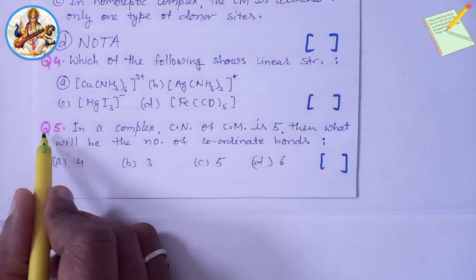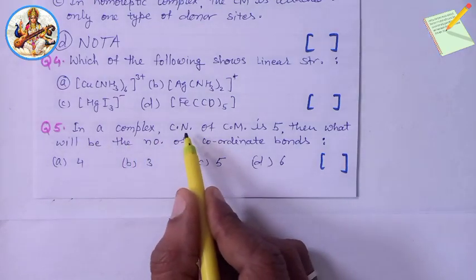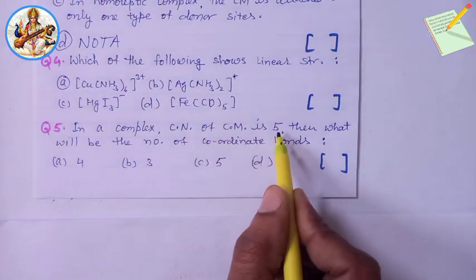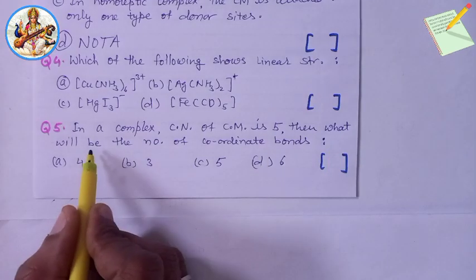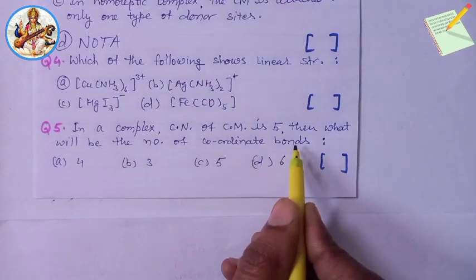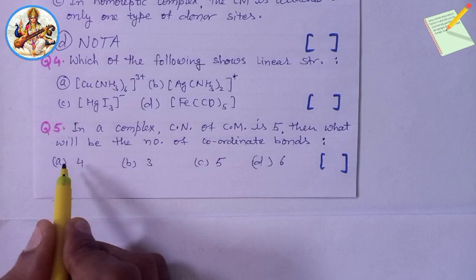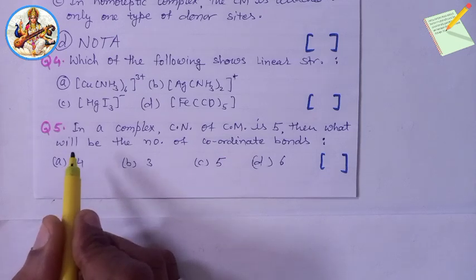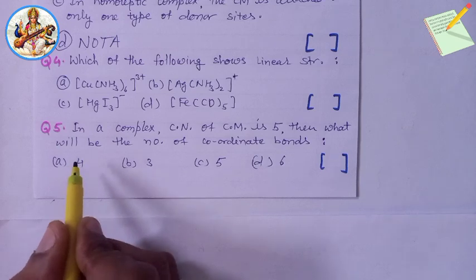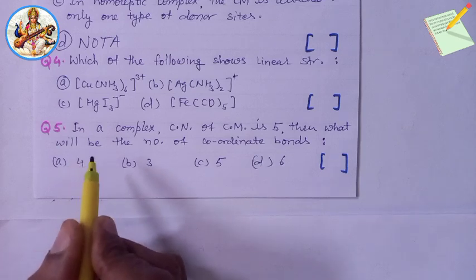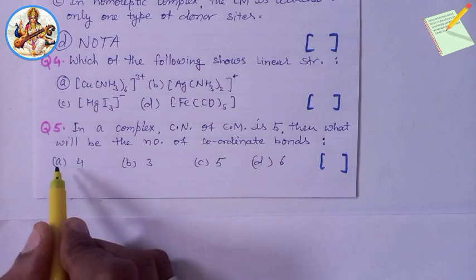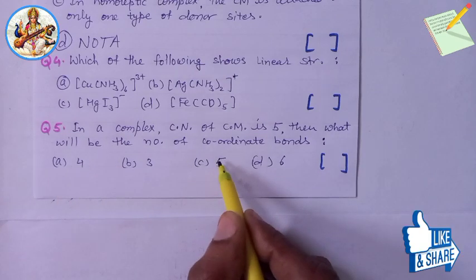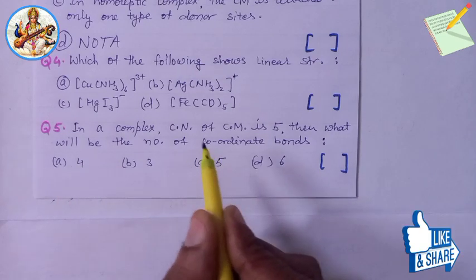Now next and last question, 5. In a complex, the coordination number of the central metal is 5. Then what will be the number of coordinate bonds? Very important. We know that the number of coordinate bonds is equal to the coordination number. Therefore, the answer will be option C, 5.